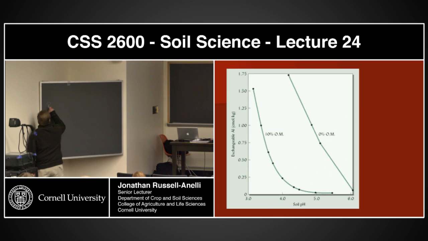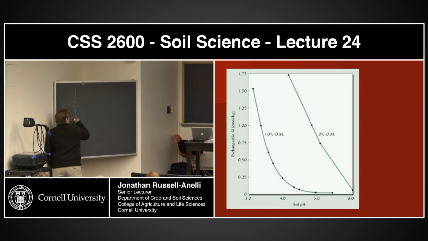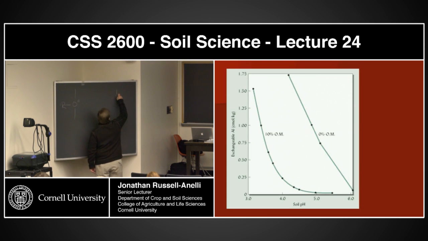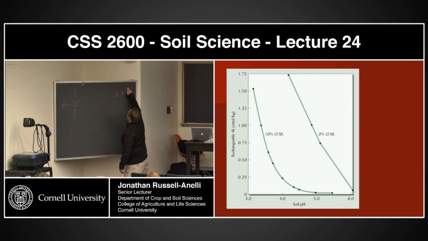Okay, let's imagine this is organic matter. It's attached to an O. Here's the end of the structure. This is our carboxylic group or something like that. What's going to happen when the pH starts to drop? The pH is going down, my concentration of protons is going up, right?